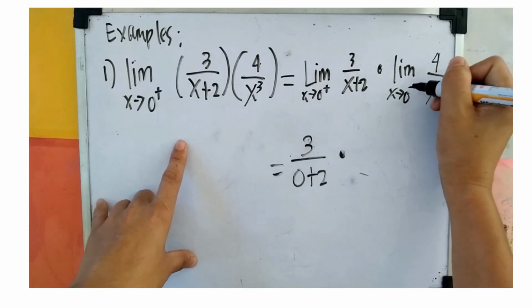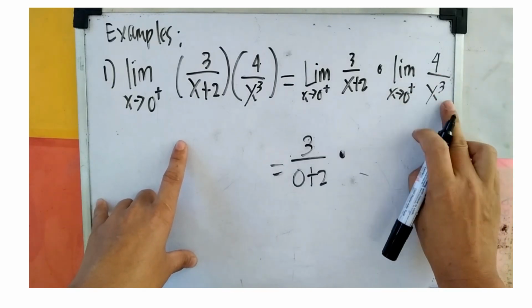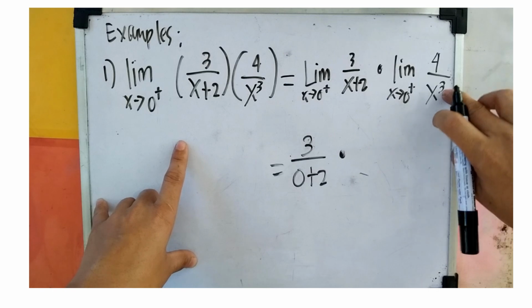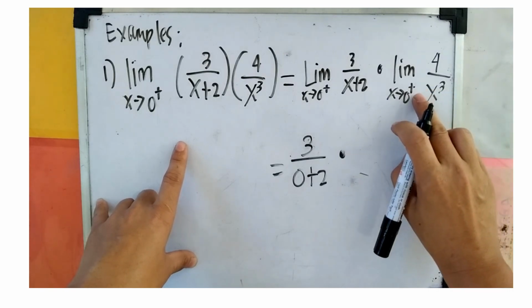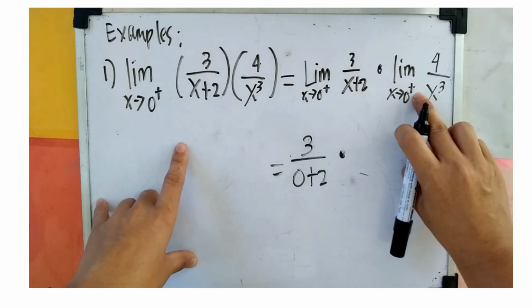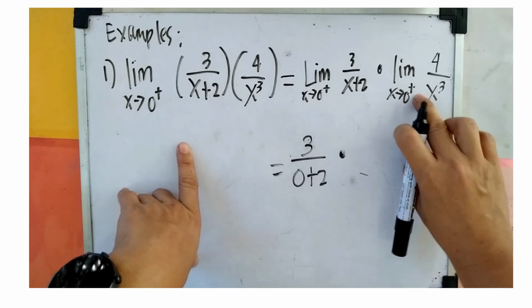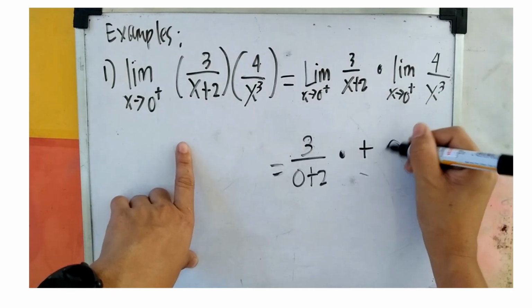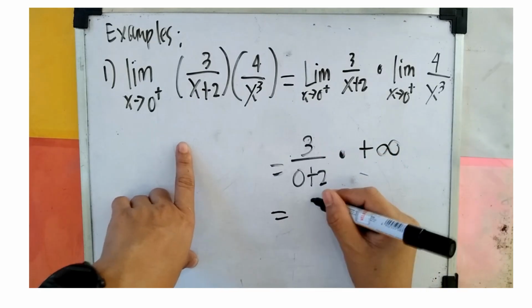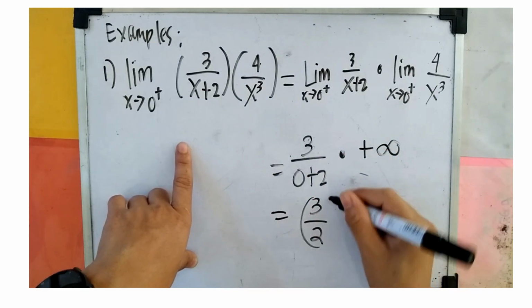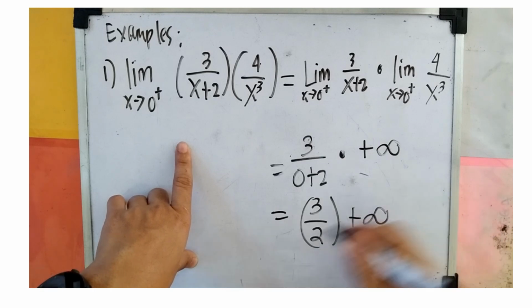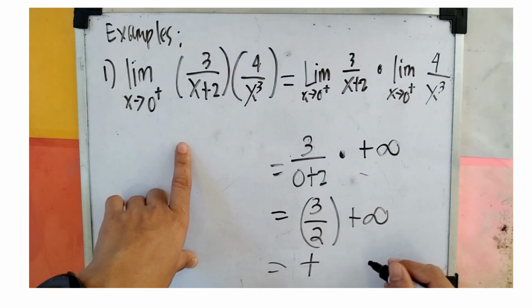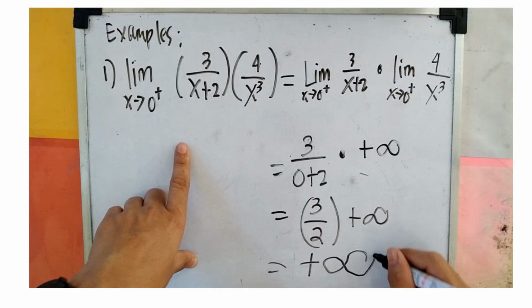Ay, positive infinity pala. Positive infinity man, di ba hindi siya nag-matter if even or odd ang exponent? Ano ang answer? Basta, positive infinity, from the right. So, from the right gani, class, hindi nag-matter si exponent. So, ang answer niyan, positive infinity. 3 halves times positive infinity. The answer is positive infinity.